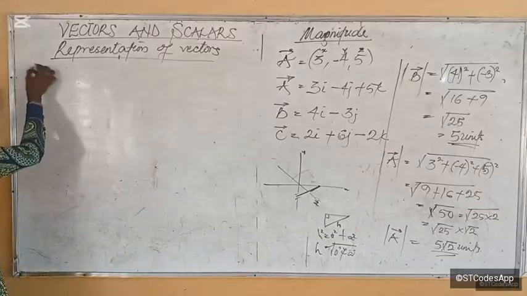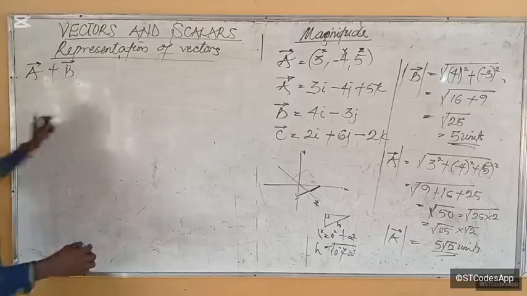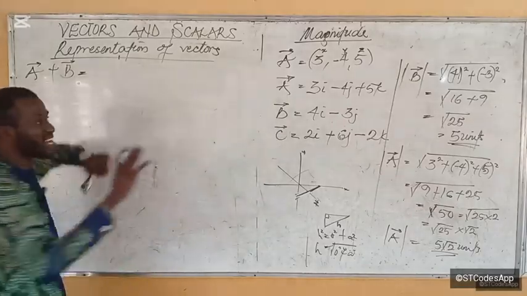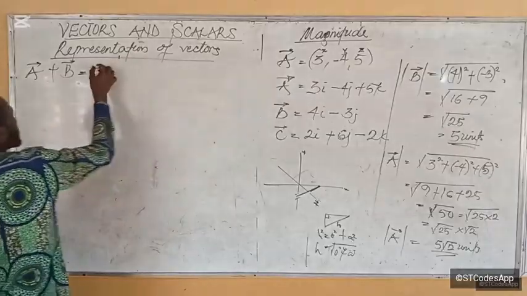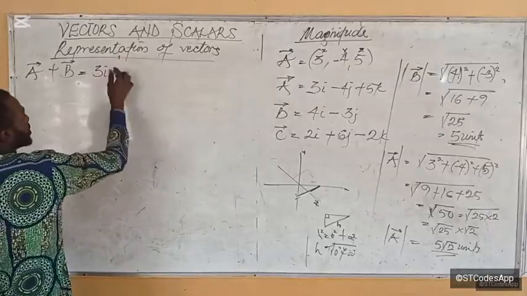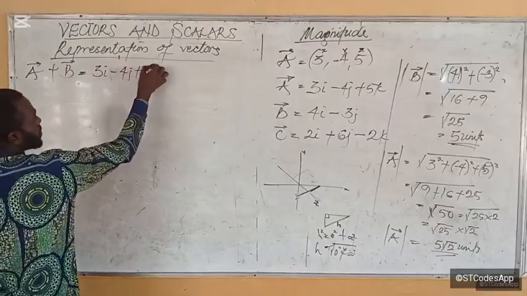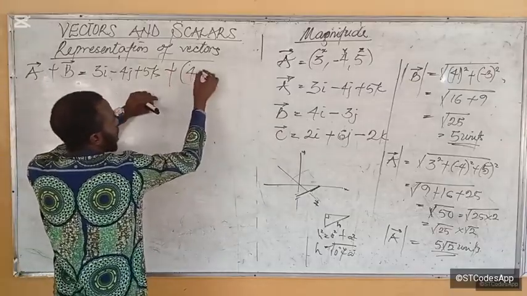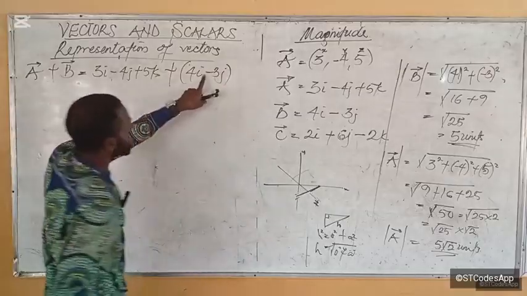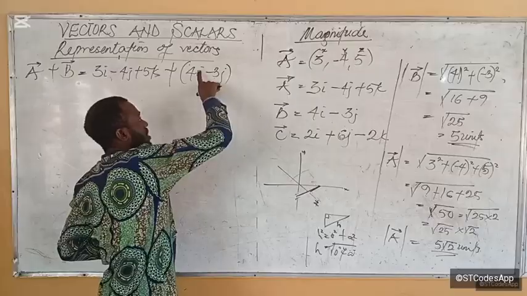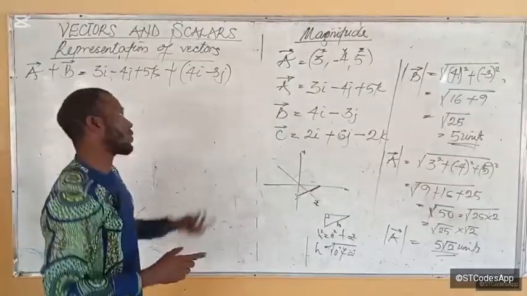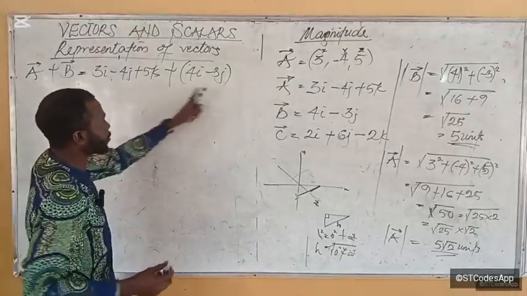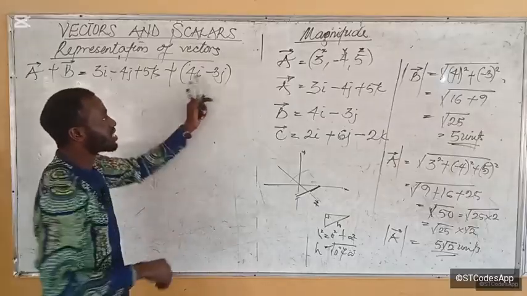Now, what if you are told to add up vectors? For example, you have vector A plus vector B. This is not magnitude yet. You are not adding the magnitudes yet. Add the vectors by just taking those values and adding them up together, scalarly.